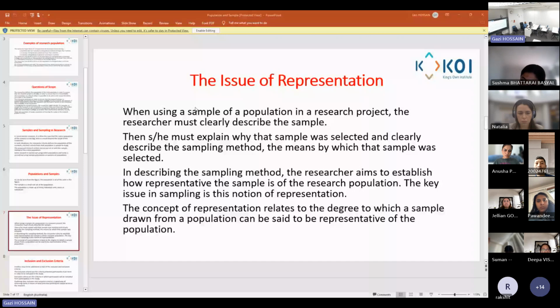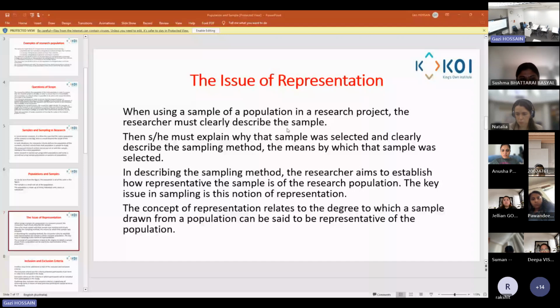Who are our sample? This sample is, say, male students, female students, and the sample is from 30 different countries. Student samples are from different levels of study, different areas of study. And also the researcher must explain why that sample was selected. If it is not described, then it is an issue.